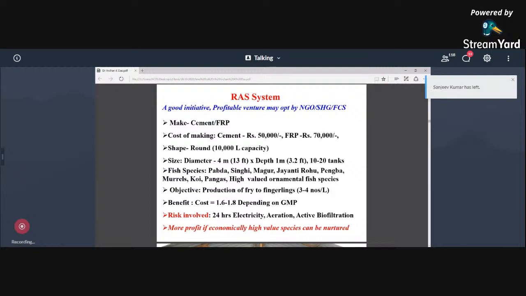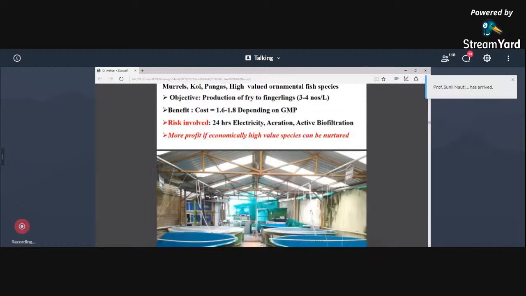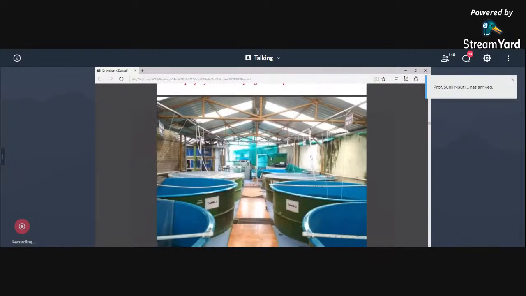Next slide, please. So these are the recirculatory aquaculture systems. Next slide, please. Recirculatory aquaculture system. These protocols and all are being shown in the photographic session. Next slide. Next slide, please.